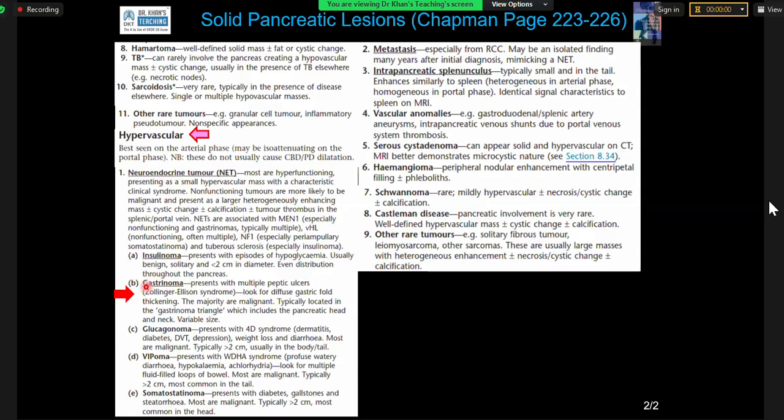These are hypervascular. Now, one of them is gastrinoma, which presents with multiple peptic ulcers, Zollinger-Ellison syndrome. Look for diffuse gastric fold thickening. The eye sees what the mind knows. And this is what the exam is about, that 2 plus 2 makes 4, a unifying diagnosis. Please remember that the majority are malignant, typically located in the gastrinoma triangle.